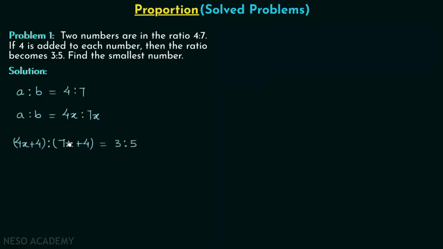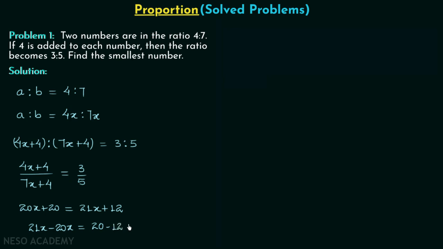Or you can say this ratio is in proportion with this ratio. And we can write it as 4x plus 4 over 7x plus 4 equal to 3/5. Now you can perform the cross multiplication. You will have 5 multiplied to 4x plus 4 giving us 20x plus 20 equal to 3 multiplied to 7x plus 4 will give us 21x plus 12. Now this we can write as 21x minus 20x equal to 20 minus 12. From here we will have x equal to 8.